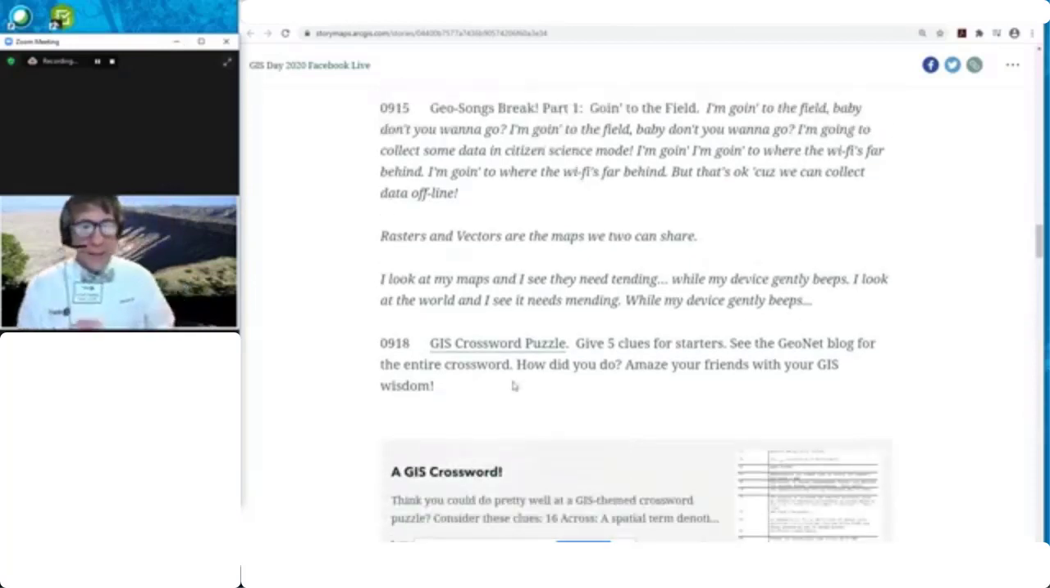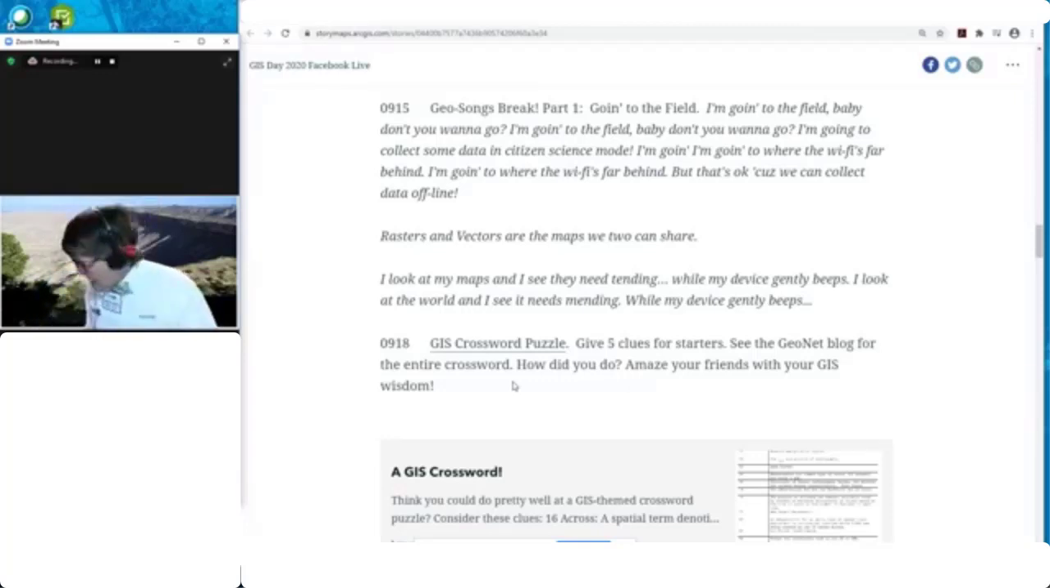How about this one? I look at my maps and I see they need tending while my device gently beeps.